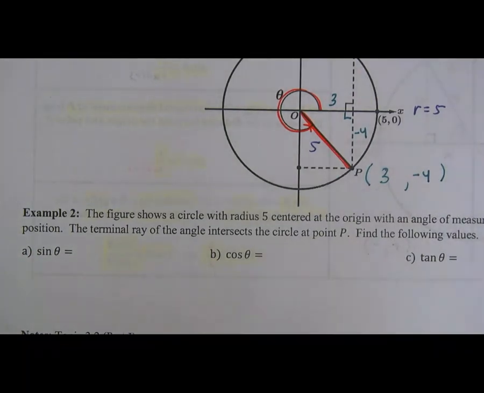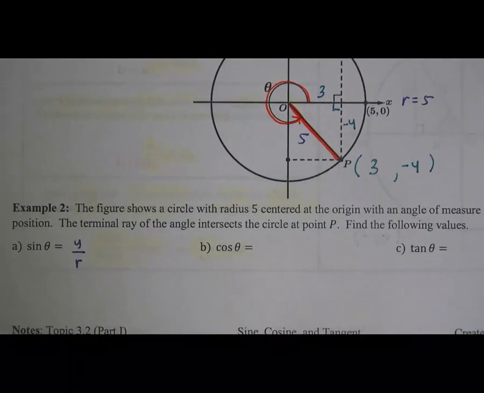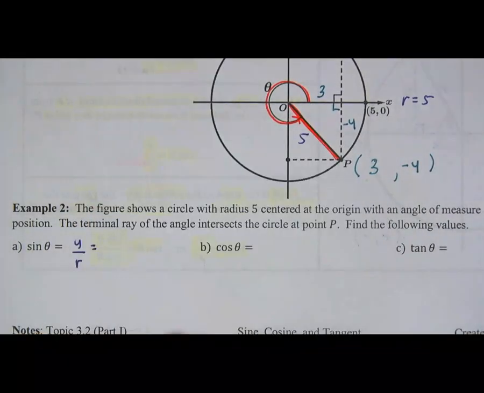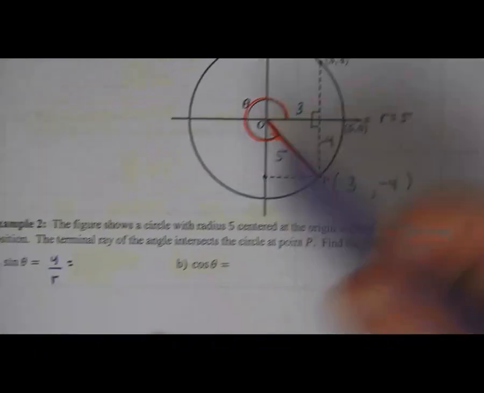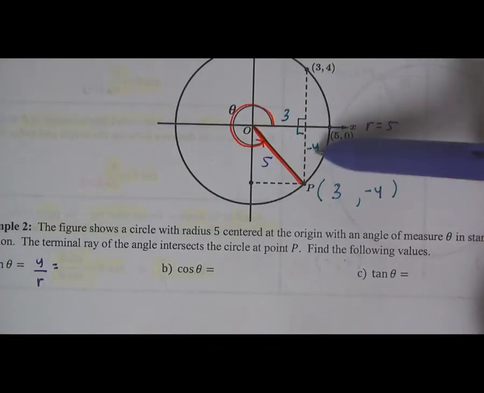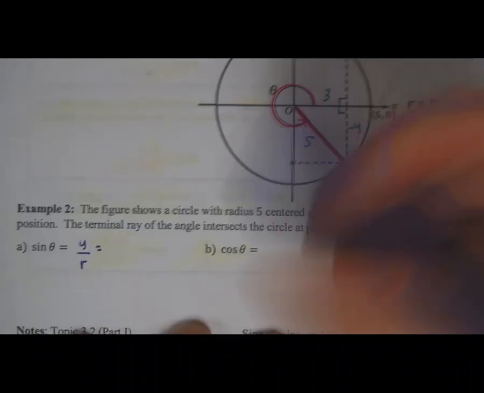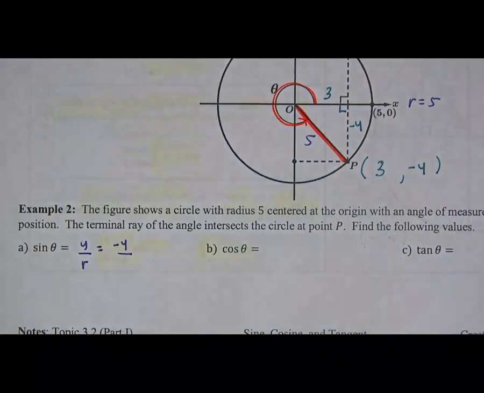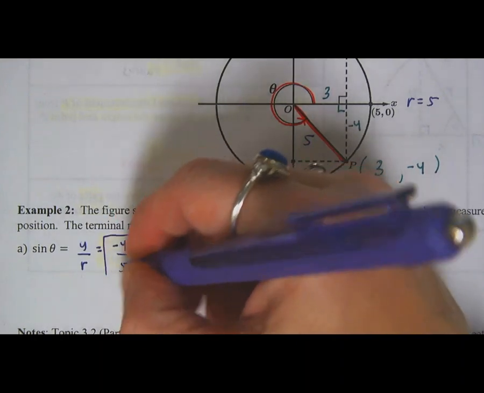Y over radius. Y over r. And in our picture, what is y? Yeah, you can either get it here, the y distance is -4, or you can get it off the ordered pair for P. That's the y value of P. So -4, the radius is 5. So sine of theta is simply -4/5.